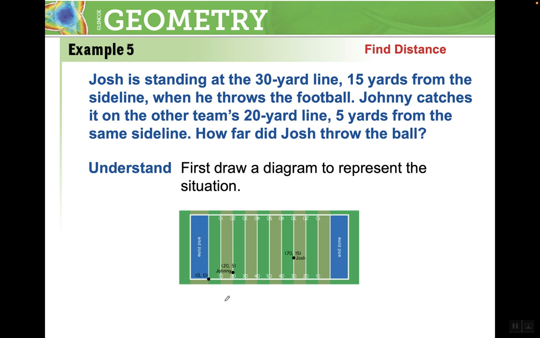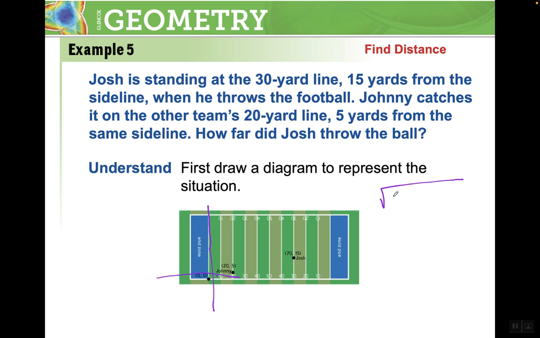So here's the picture, and they're using this like your coordinate plane. Because Josh is on the 30-yard line, if this is where your origin is, that would actually put you at 70. So they have the points 70, 15, and 20, 5, and you're just finding the distance between those. So you can put those into the distance formula, and I'll just do it real quick here.